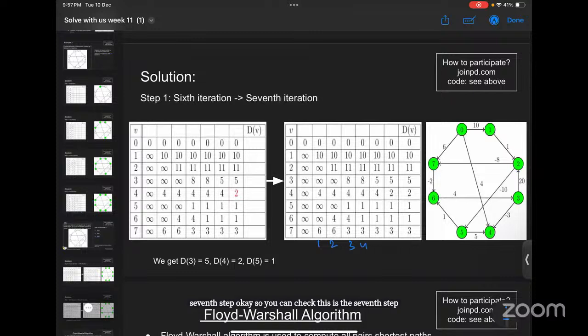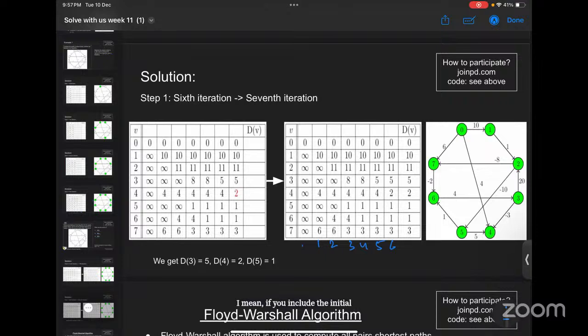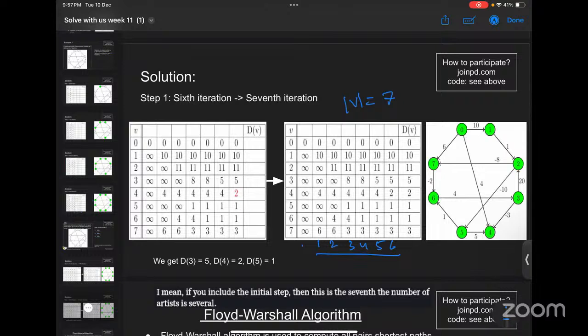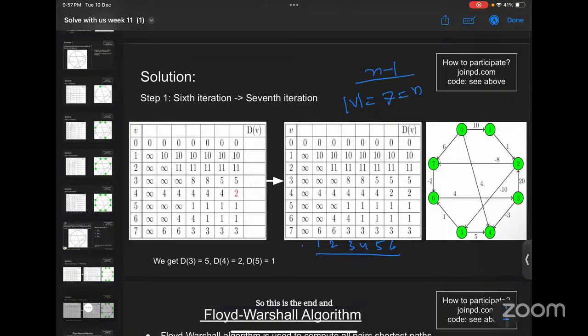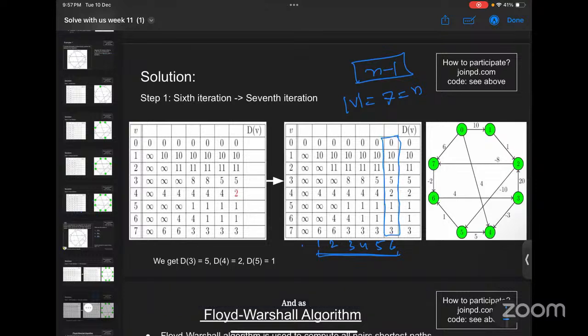1, 2, 3, 4, 5, 6. I mean, if you include the initial step, then this is the 7th step. The number of vertices is 7. So this is the n, and we will repeat the step up to n-1 times. That means 6 times. So up to 6 times, if we repeat the step, we'll get this column. And as I said, if we repeat the step once again, then we will get the same column. Okay, and this is the final answer. That means this is the shortest distance.